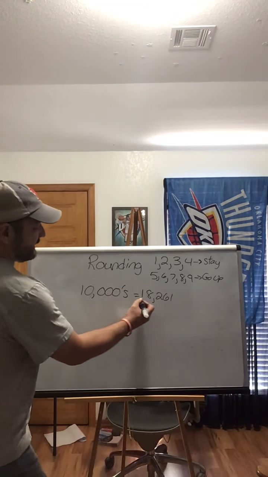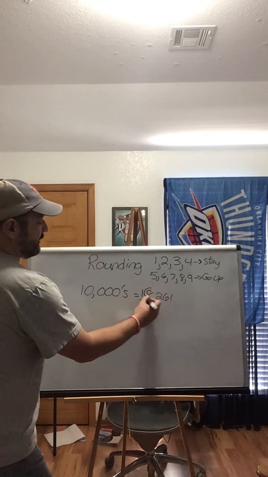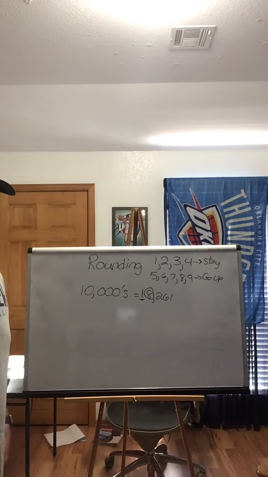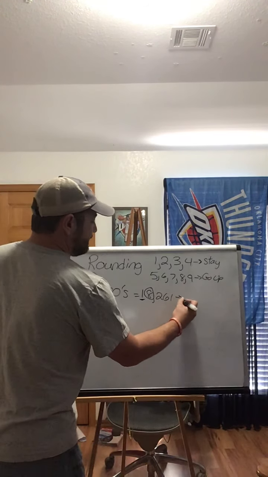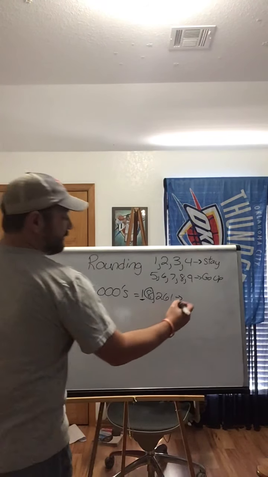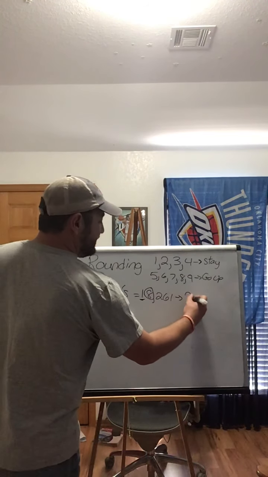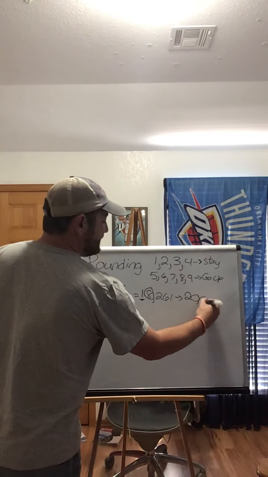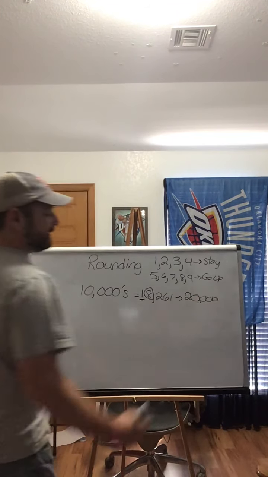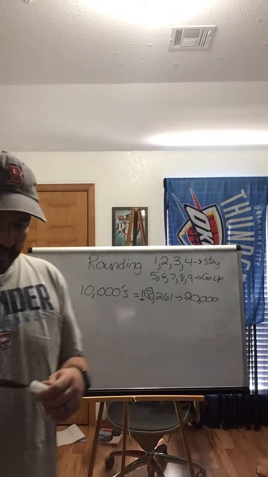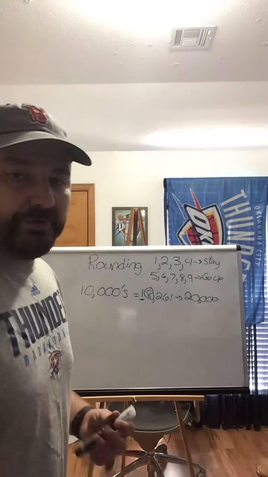So again, our 10,000s place is 1. Our thousands place is 8. Is it going to bounce it up or keep it the same? In this case, it's going to bounce it up. So 18,261 rounded to the nearest 10,000s place becomes 20,000. Now 29,000, that almost looks like a 9. There you go. 20,000. So, again, that is how you do that.